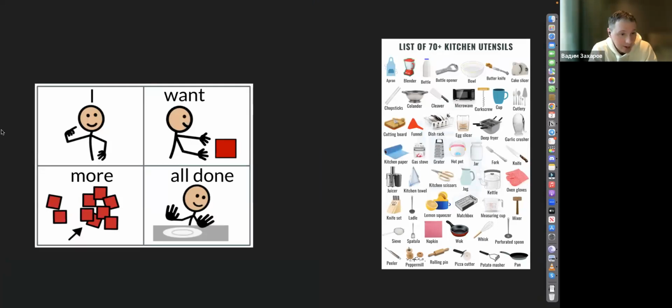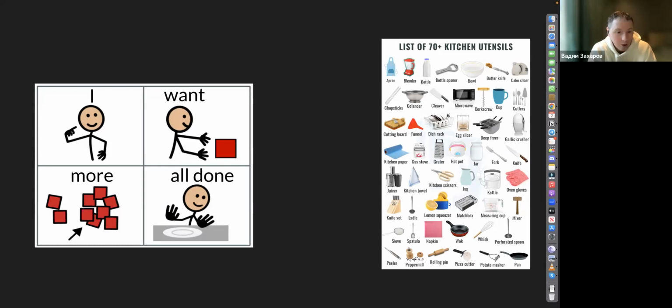on the left, right here, you can see a very simple stick man who is saying, I want more, and that's it. I want more. And the next one, all done. So that's the core vocabulary. With these words and phrases, I can express a simple idea.